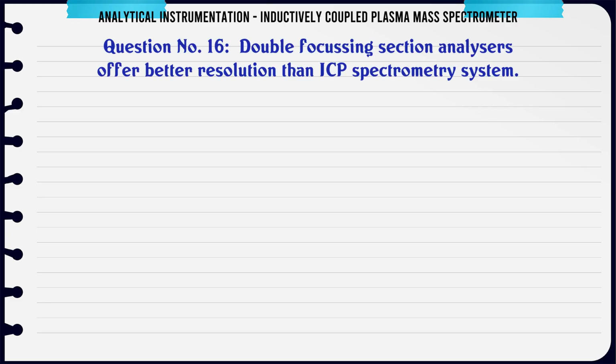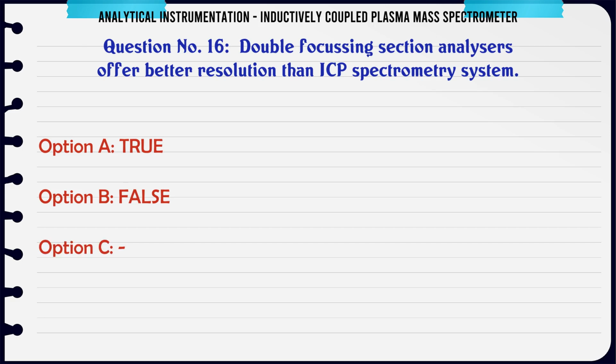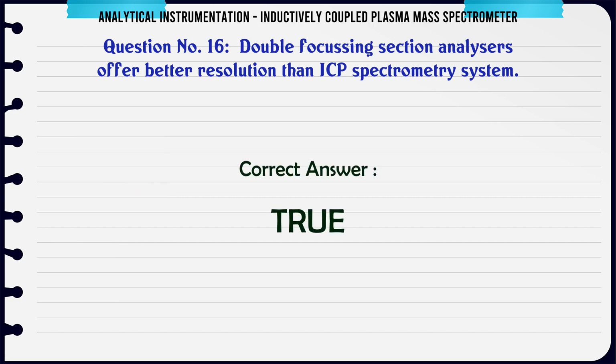Double focusing section analyzers offer better resolution than ICP spectrometry system. A. True, B. False. The correct answer is true.